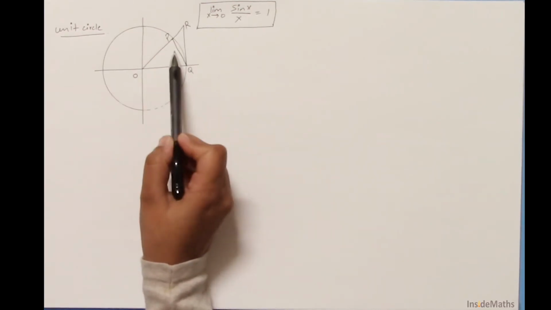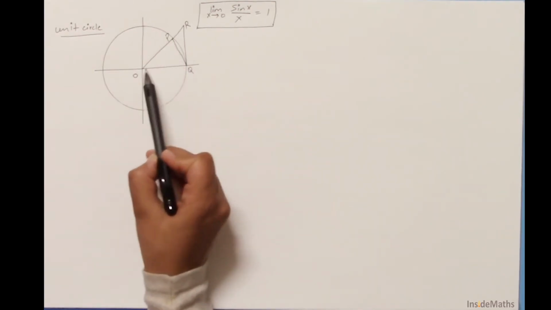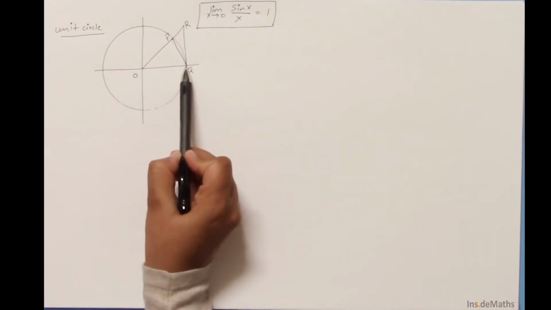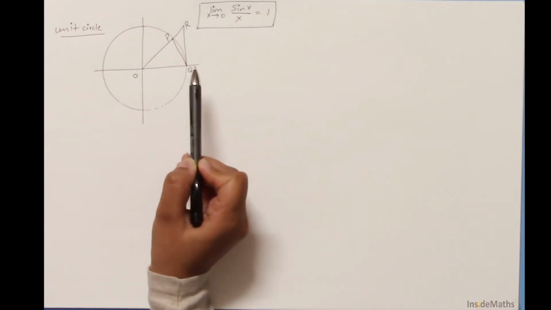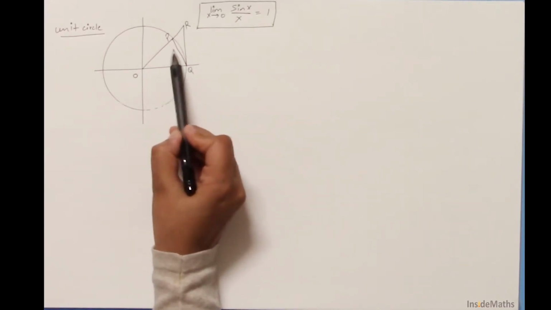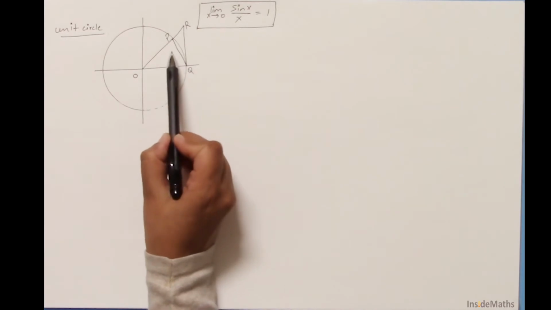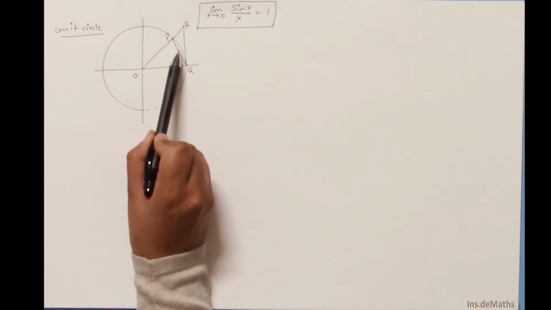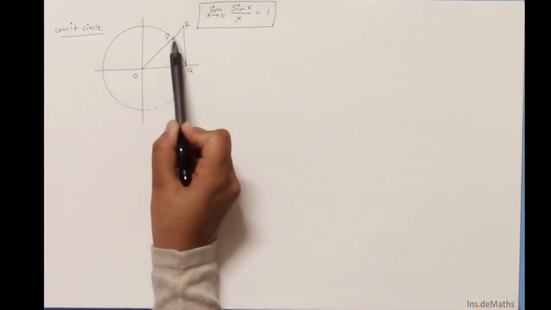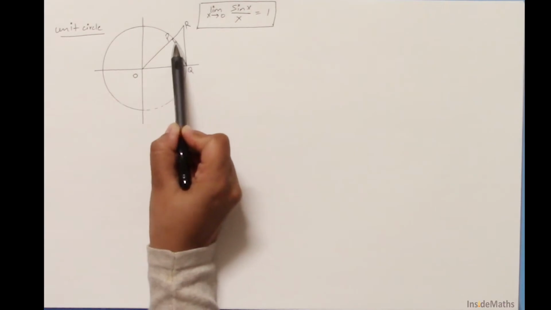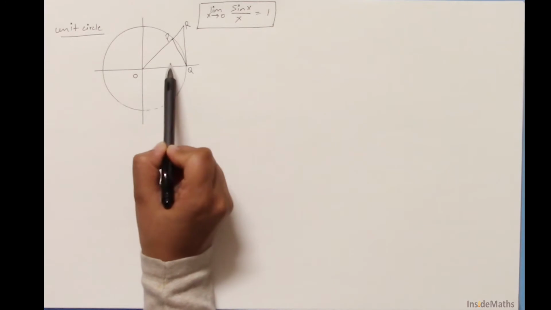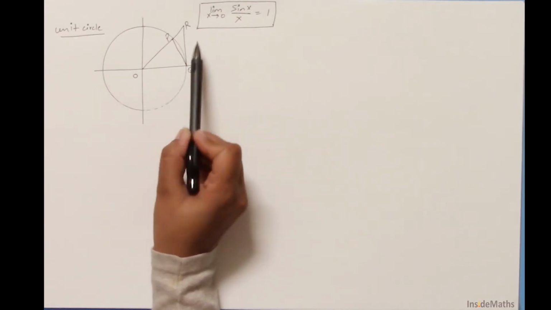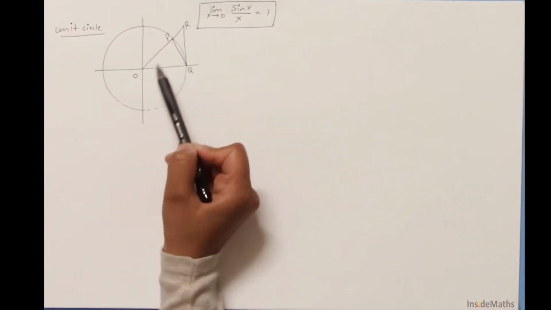One is inside the circle, which is POQ, and another one is ROQ. Now here we see that this triangle POQ is enclosed within the area of the sector POQ with this curve. And the area of the sector POQ is enclosed within the area of triangle ROQ.